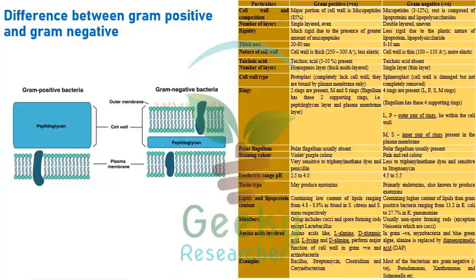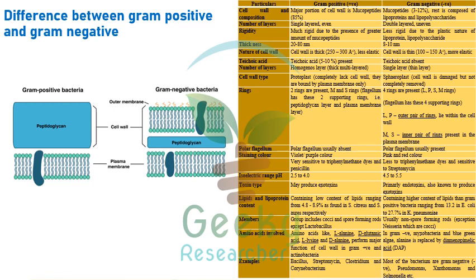Now we will see the most important thing, the difference between gram positive and gram negative bacteria. Before this, a scientist called Christian Gram developed a technique called gram staining in 1884. He developed gram staining mainly to differentiate between gram positive and gram negative bacteria, to identify which bacterium is gram positive or gram negative.